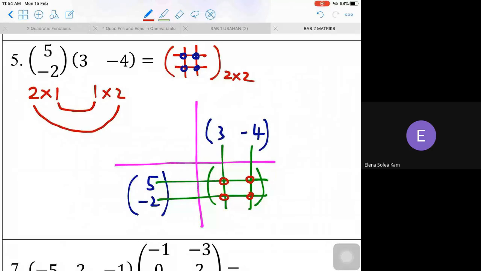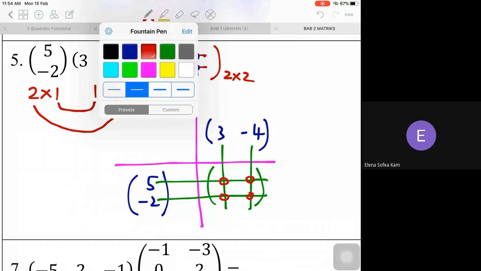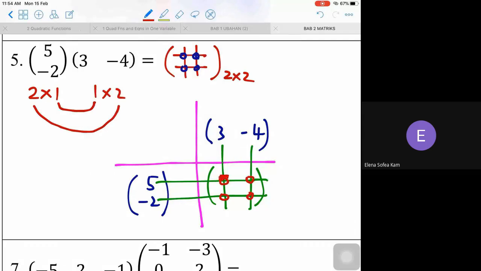Only 5 times 3. Ada lagi kah? Ini yang saya highlight ini, yang merah ini, ialah daripada first row, first column, is it? So 5 times 3 memang tak ada masalah, 5 times 3. Tapi kalau contoh-contoh tadi, kita ada tambah kan? Ini ada tambah tak, Rosiana?